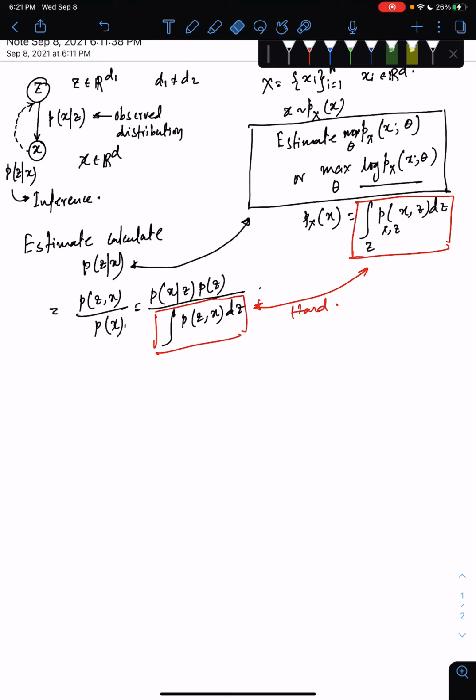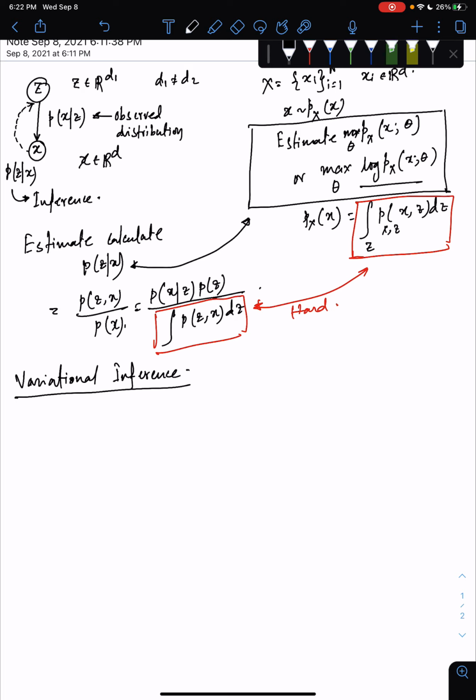So this integral is actually hard to calculate, and here comes the thing which will help us to get away from this particular difficulty. That is called variational inference.